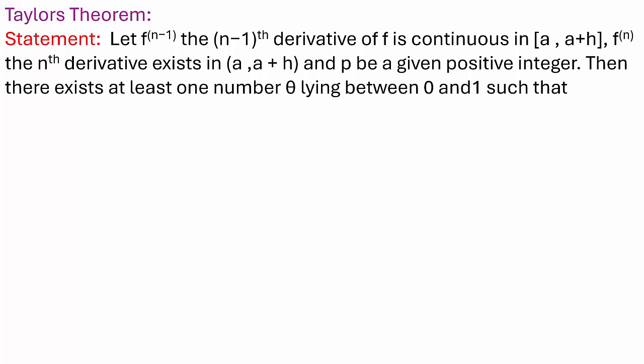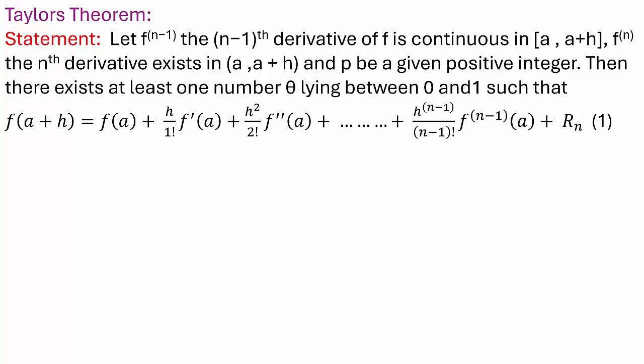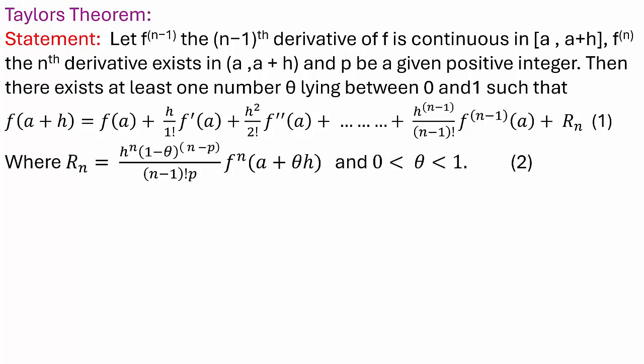Then there exists at least one number theta lying between 0 and 1, such that f(a+h) = f(a) + (h/1!) f'(a) + (h^2/2!) f''(a) + and so on, up to (h^(n-1)/(n-1)!) f^(n-1)(a) + Rn, where Rn is the remainder after the nth term, which is h^n (1-theta)^(n-p) / ((n-1)! p) times f^(n)(a + theta h), where theta lies between 0 and 1. This is the statement of Taylor's theorem.